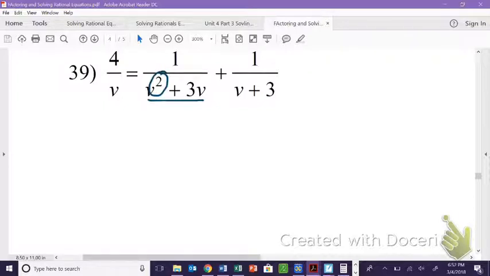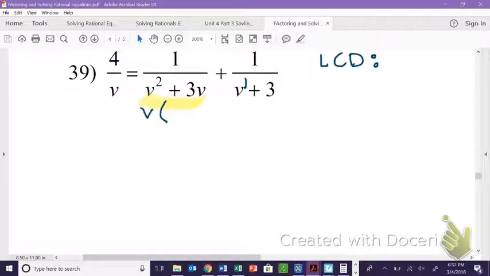Since we have a v squared, this has a degree of 1, that has a degree of 1, so it's missing that. So when I come over here to do my least common denominator, I'm going to automatically look at this one right here. Okay? That's going to tell me where I'm going to go. This is where I need to look at to see what I need to do for the least common denominator. So how do I do that?